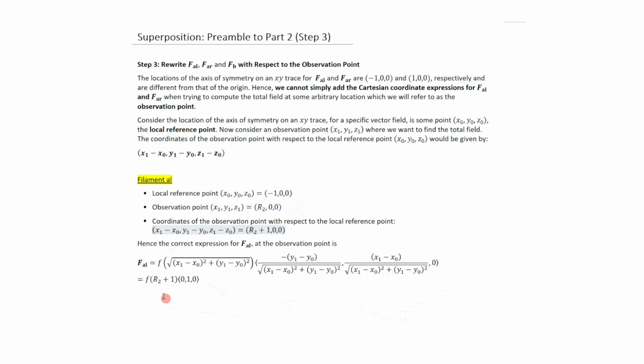And so we can substitute in everything. We know what x1 minus x0 is. We've done all of those calculations here. And so we end up with a simplified expression for FAL that looks like this. This is yet to be determined, but we know that we need to evaluate R2 plus 1.